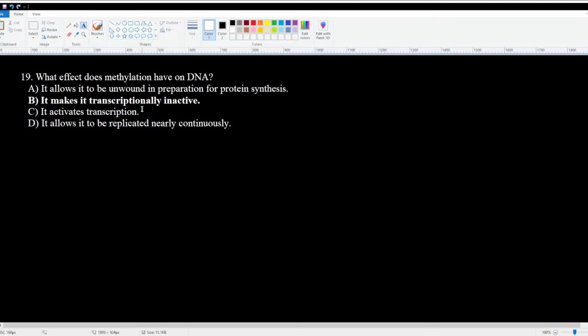So we'll look at what these answers have in common. Allows it to be unwound in preparation for protein synthesis, activates transcription, replicating nearly continuously. All these are good things, right? We want these things to happen. So these are like enhancers, right? However, these are all wrong. Oh, yeah, they're all wrong. What methylation actually does is negative to the DNA. Methylation is pretty bad. So methylation is what's known as an epigenetic modification.